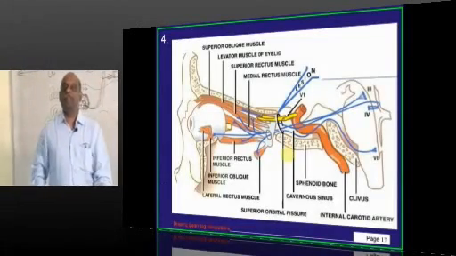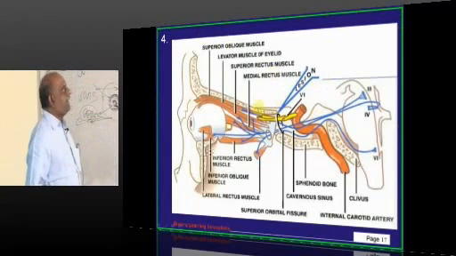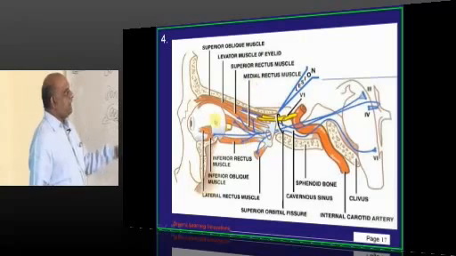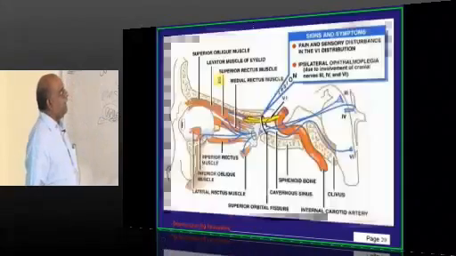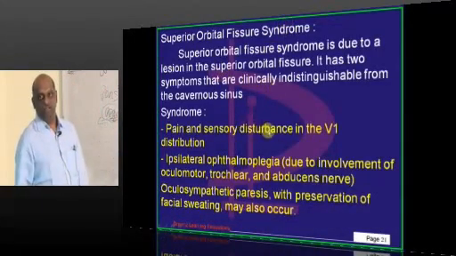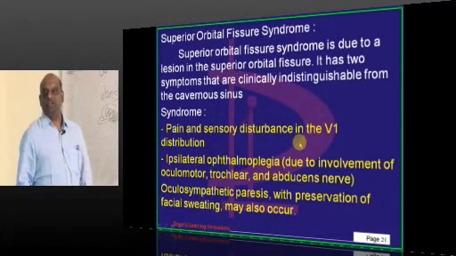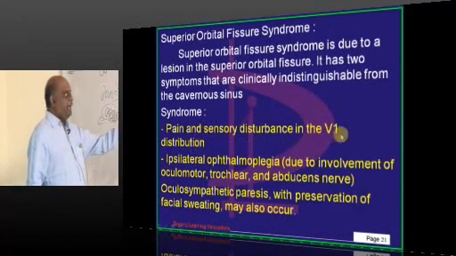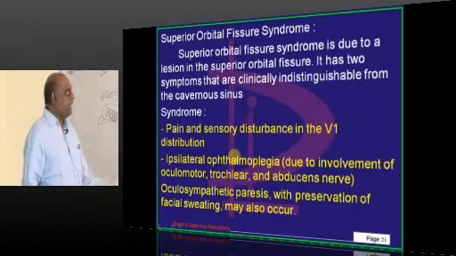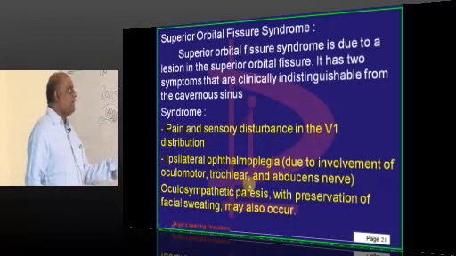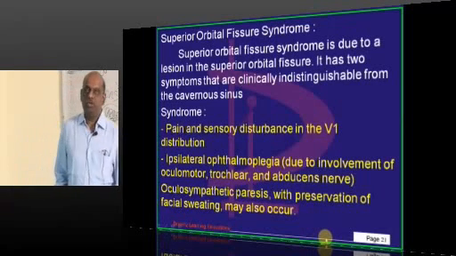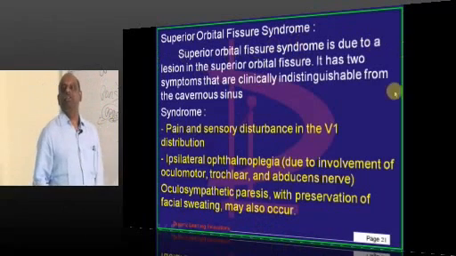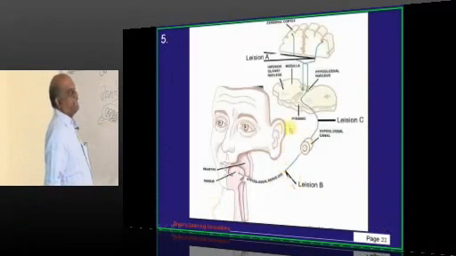So doctor, superior oblique muscle, superior rectus muscle, all these are passing. Then what is that fissure called? It is basically called the superior orbital fissure. If there is any lesion there, what are the problems that will come? There will be pain and sensory disturbance in the fifth cranial nerve distribution, ipsilateral ophthalmoplegia because of the oculomotor, trochlear and abducens, all three get affected, and oculosympathetic paresis will be there. So the combination is basically called superior orbital fissure syndrome, is what you need to understand.